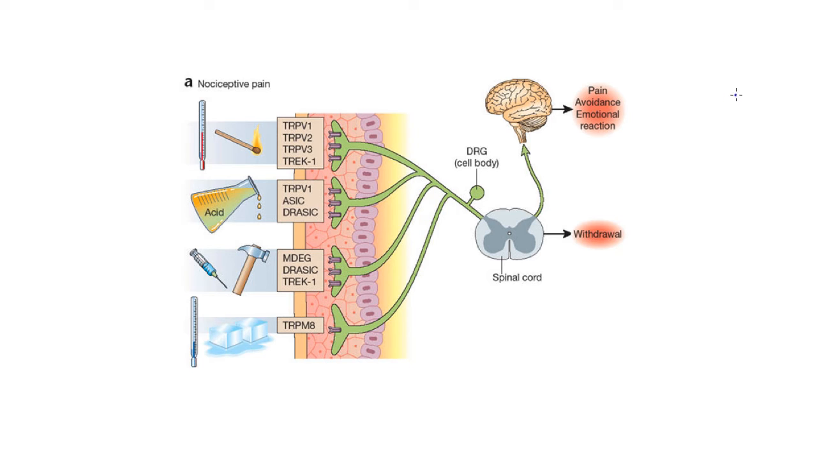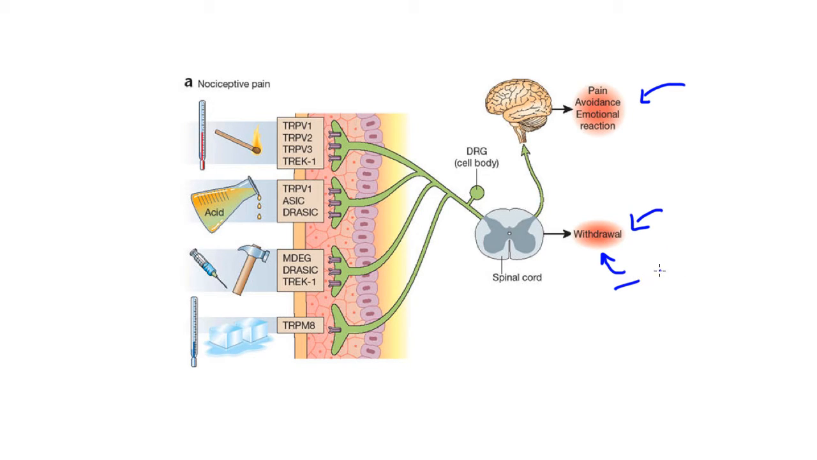Here's a summary of nociceptive pain, and I think we should start with the endpoint. What is it? What is the result of detecting tissue damage? Well, one is we're going to get out of the way. That's a spinal cord reflex. If you touch something hot, then fairly quickly you're going to move your hand.